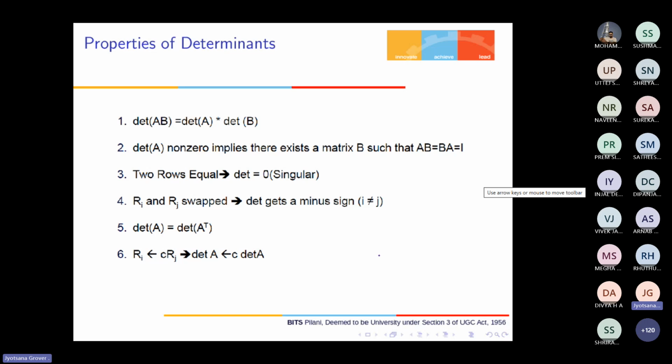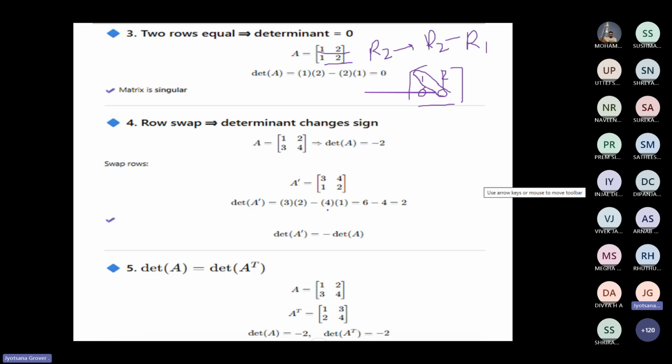So we are done with the first property, second property, third property. Now one of you asked, I think Megha asked, if you are swapping two rows Ri and Rj, why does the determinant get a minus sign? Now I'll tell you.